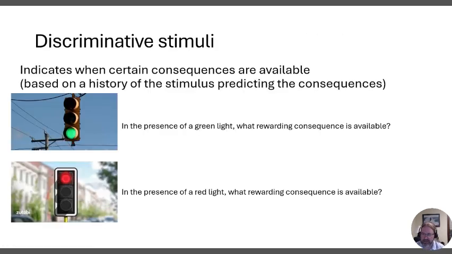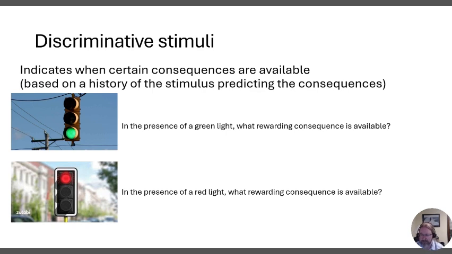Now we've got a new technical term here that is useful, called discriminative stimuli. And we use this term to indicate when certain kinds of consequences are available. And this applies both to reinforcement and punishment. But most commonly, we talk about discriminative stimuli for reinforcement, meaning stimuli that indicate when certain kinds of reinforcement are available. And of course, those things aren't intrinsic in the stimuli themselves, but they get set up based on a learning history of the stimulus predicting the consequences.